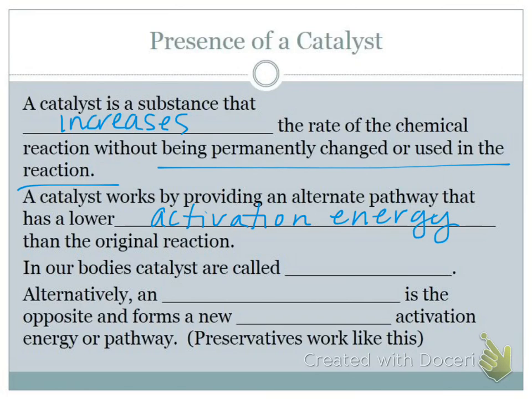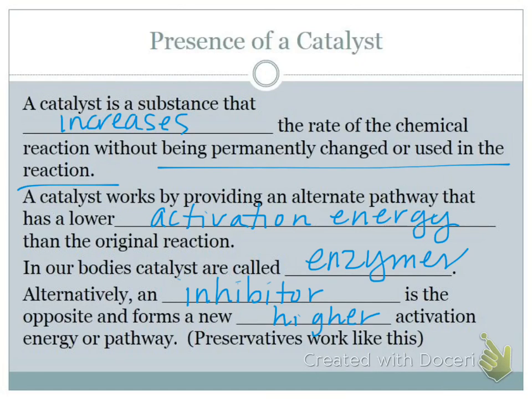So it provides a way for it to get there quicker. In your body, catalysts are called what? Enzymes. And you have them all over the place in your body. Otherwise, most of your processes that work in your body wouldn't work, or they would take too long. The opposite of a catalyst is something that would slow down a reaction, and it's called an inhibitor. It works exactly the opposite. Instead of providing a new pathway with a lower activation energy, that pathway has a higher activation energy.